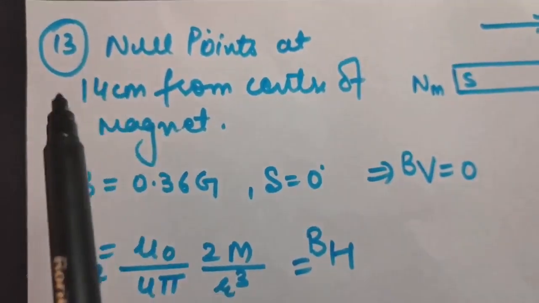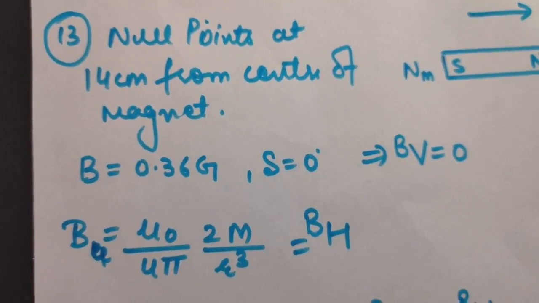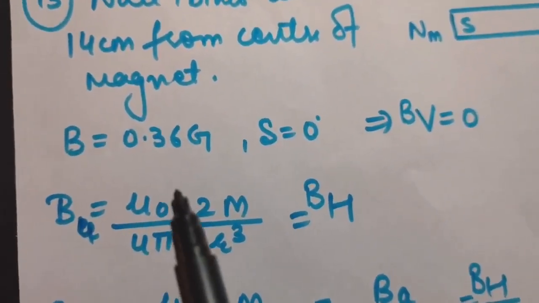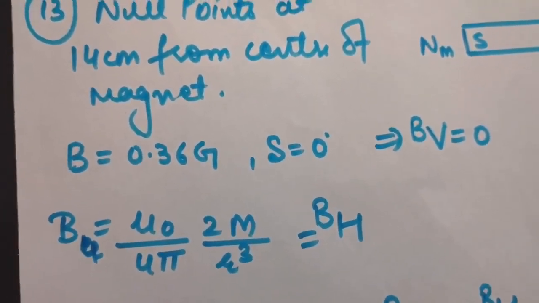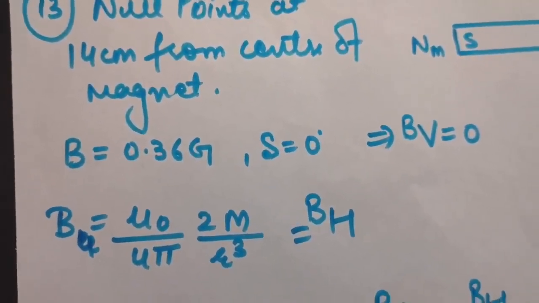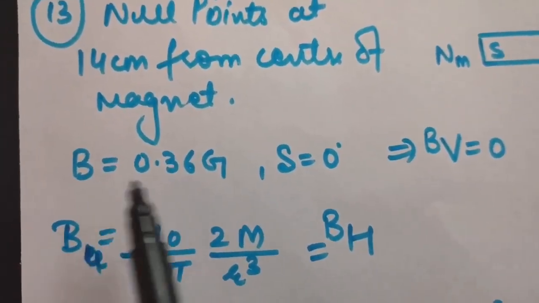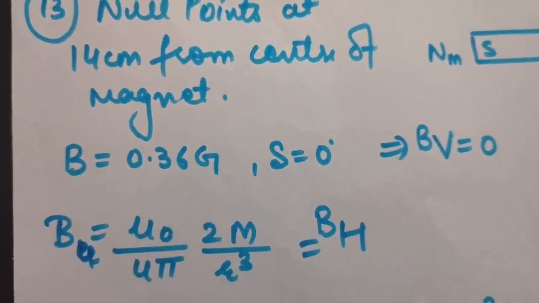So, as you know, on the axis of the magnet, we have calculated the value on the axial line. So, what was that value? That is mu naught upon 4 pi 2m upon r cube. It is also given in the question that the Earth's magnetic field at the place is 0.36 Gauss, and the angle of dip is 0.